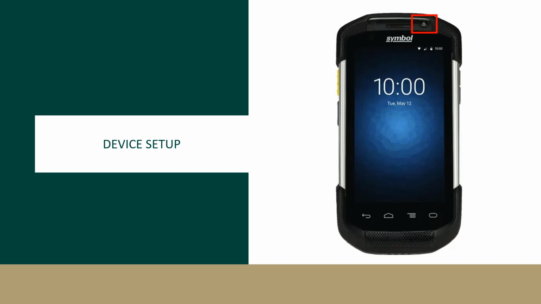Turn the device on using the power button at the top. Verify that the device is fully charged by checking the battery icon. Make sure that the device is connected to Wi-Fi. The Wi-Fi indicator will be displayed on the bar across the top of the screen.